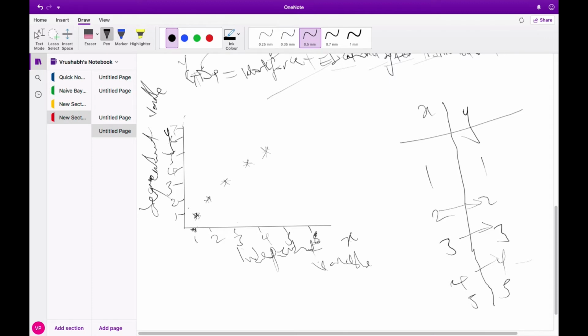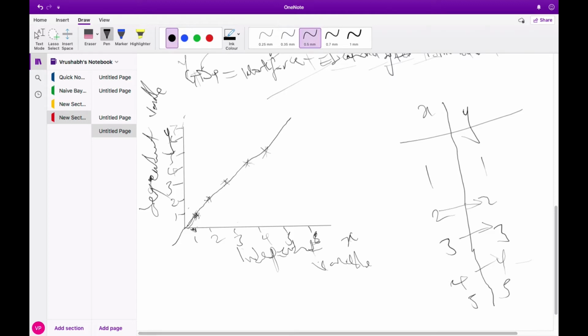Now, can we draw a line here to connect these points? You can do that. We can connect these points. Now, we have a relationship between y and x over here. Okay, we have a linear relationship between y and x here.